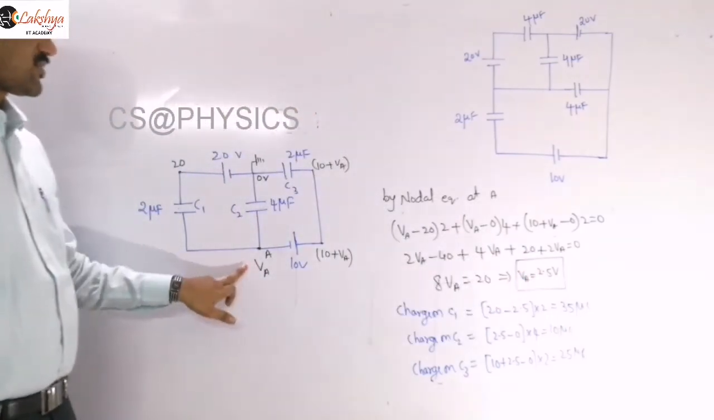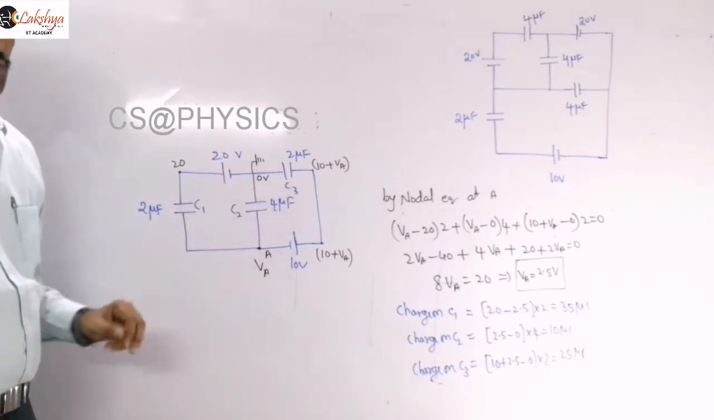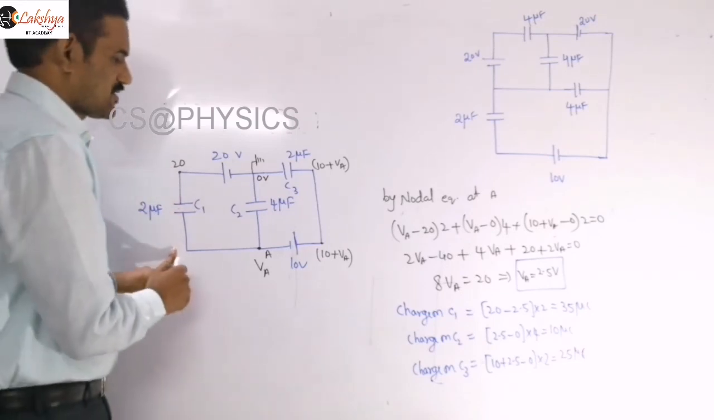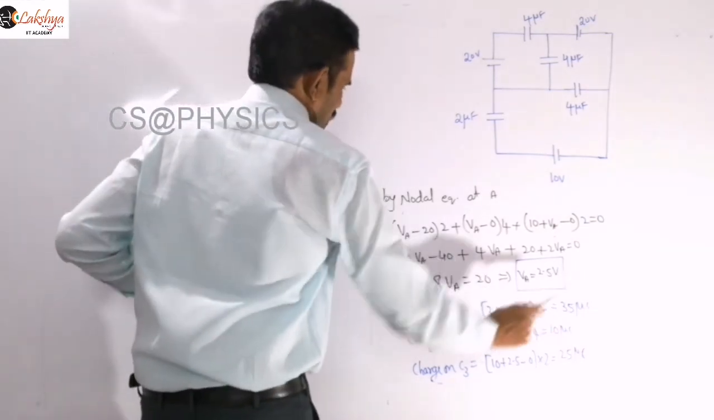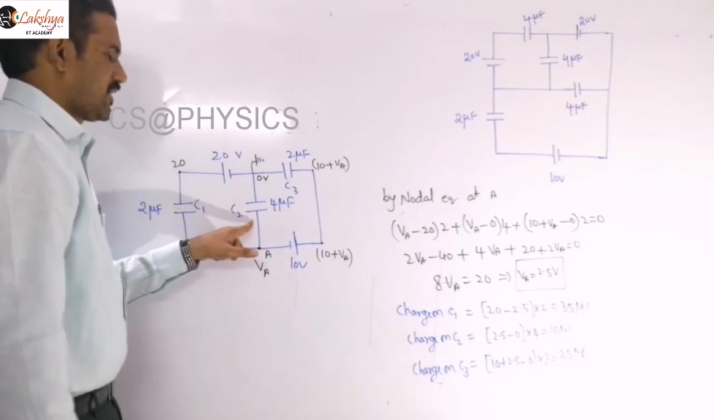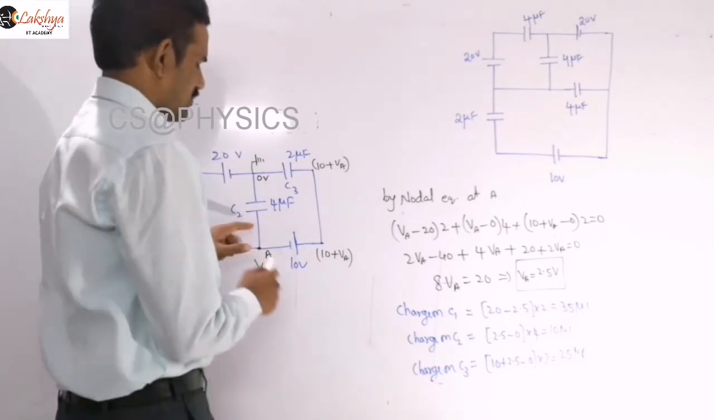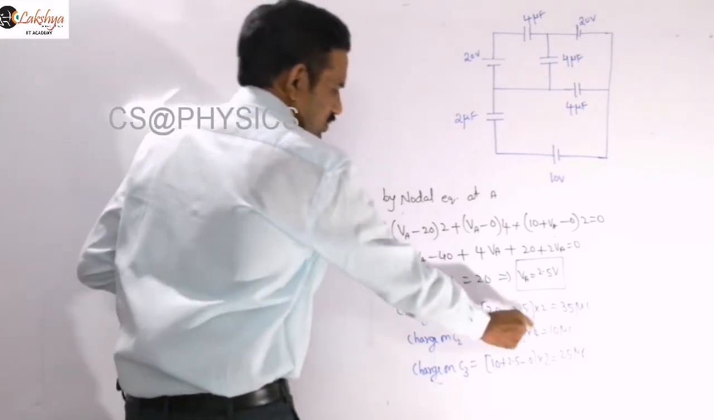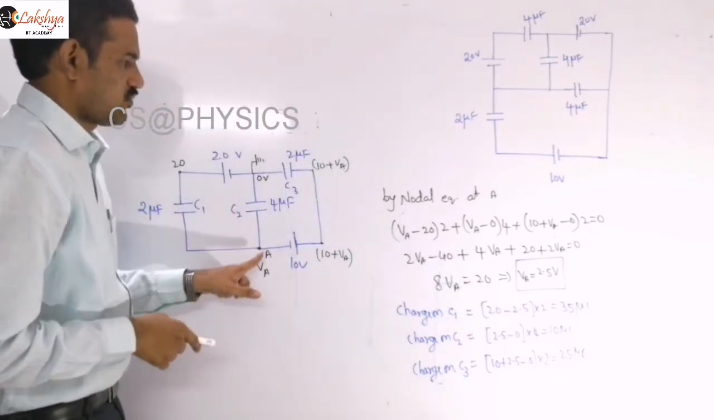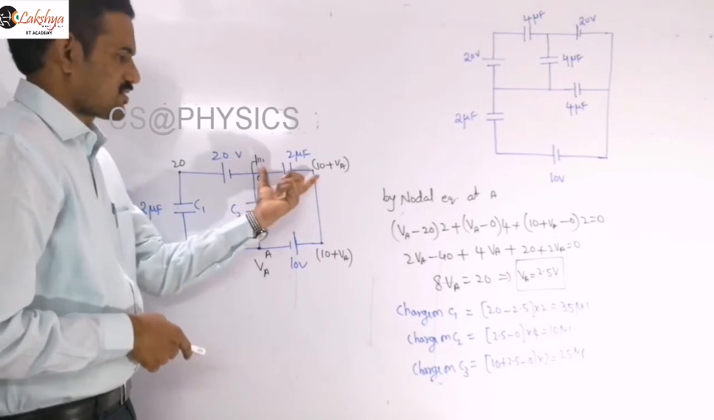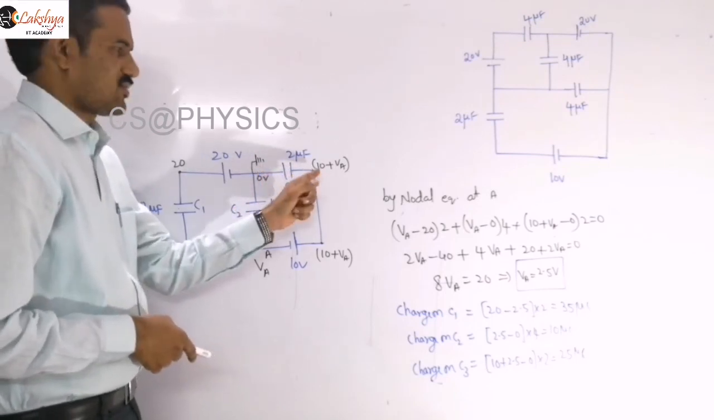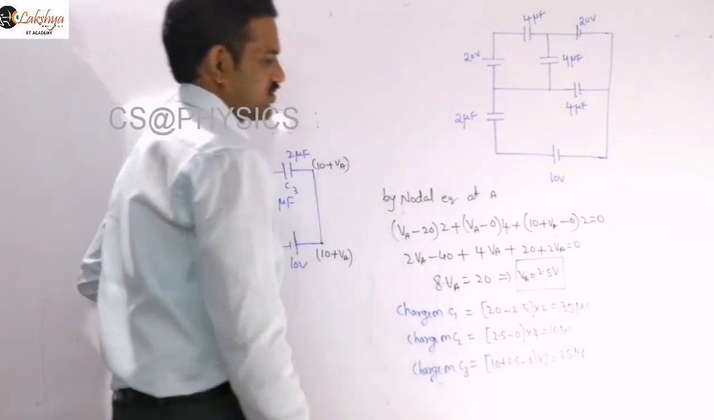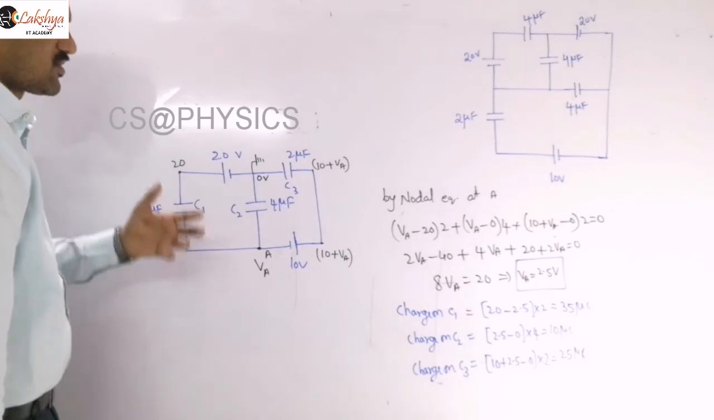Once this potential is known, then the charges on C1, C2, C3 you can write like this. The charge on this capacitor is the potential difference, 20 minus 2.5, into this capacitance, that is 35 microcoulombs. And the charge on this capacitor: the potential difference, this is 2.5 and this is 0, so 2.5 minus 0 into 4 gives 10 microcoulombs. Similarly, for the charge on this capacitor, only this potential difference you need to take, 10 plus 2.5 minus 0. That means 12.5 into 2, 25 microcoulombs. That is the charge on this capacitor.